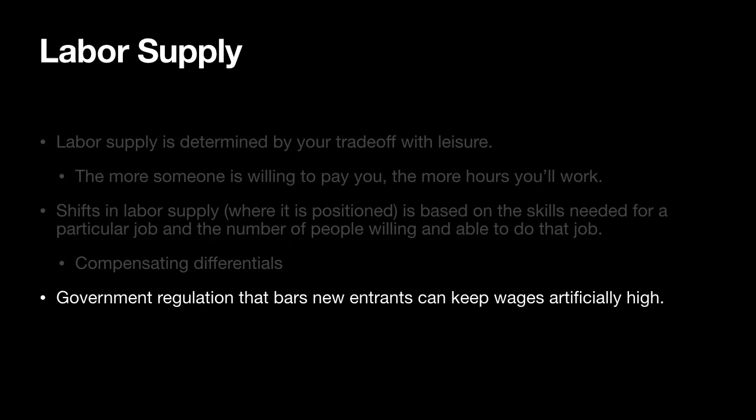Government regulation that bars new entrants keeps wages artificially high. So licensing means fewer people can enter a profession. That means the labor supply is actually lower than what it would be. So you're higher up on a demand curve and you can earn more money. So when we look at things like becoming an undertaker, that takes more skills. Plus you might have to be certified, and therefore there are fewer people you'd be competing with.